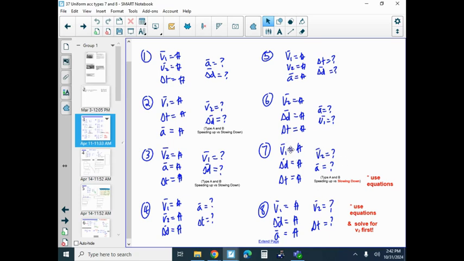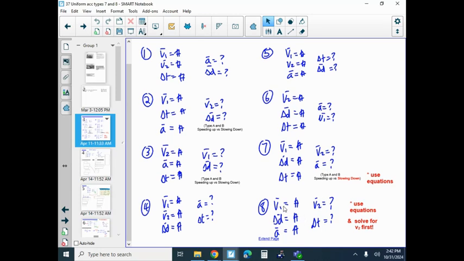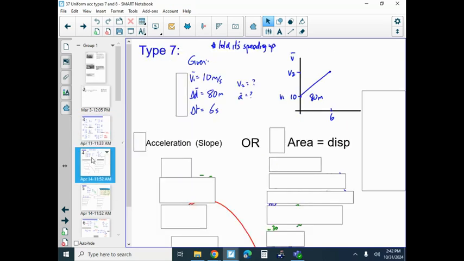So we're going to give you initial velocity, displacement, and time, and ask for final velocity and acceleration. And type 8, kind of the trickiest of them all: give you the initial velocity, the displacement, and the acceleration, and we'll ask for the final velocity and the time. You'll see how they work and why number 8s are the hardest one. Okay.